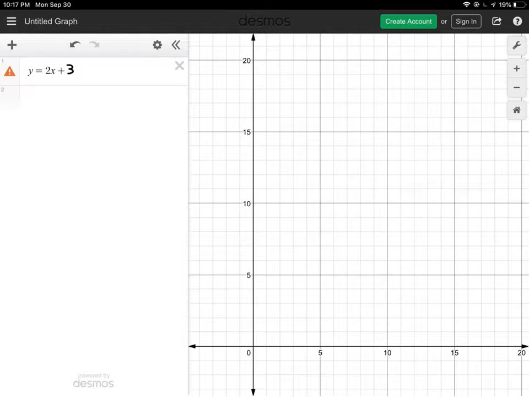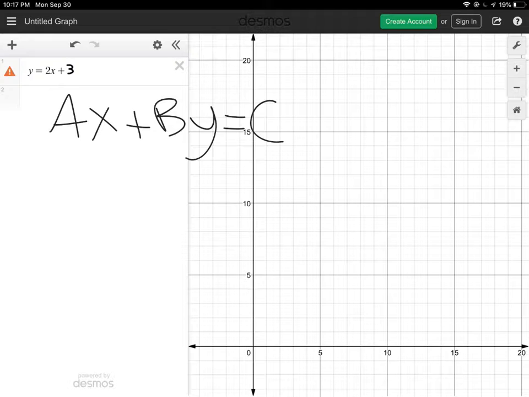Hey everyone, today I'm going to be teaching you about linear functions, so let's begin. Here we have a line in slope-intercept form, but we need it to be in standard form. So what do we do to change it? We have to put it in ax plus by equals c.